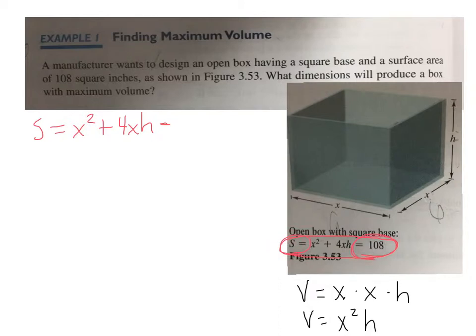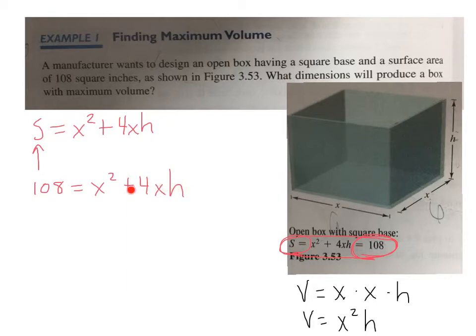We know that the surface area is 108, don't we? Okay, so in the place of the S right here, I'm going to put what? 108. So I've got 108 equals x squared plus 4xh. Now, can you see down here in my volume formula, I have an h? And do you see up here in this problem, I also have a what?